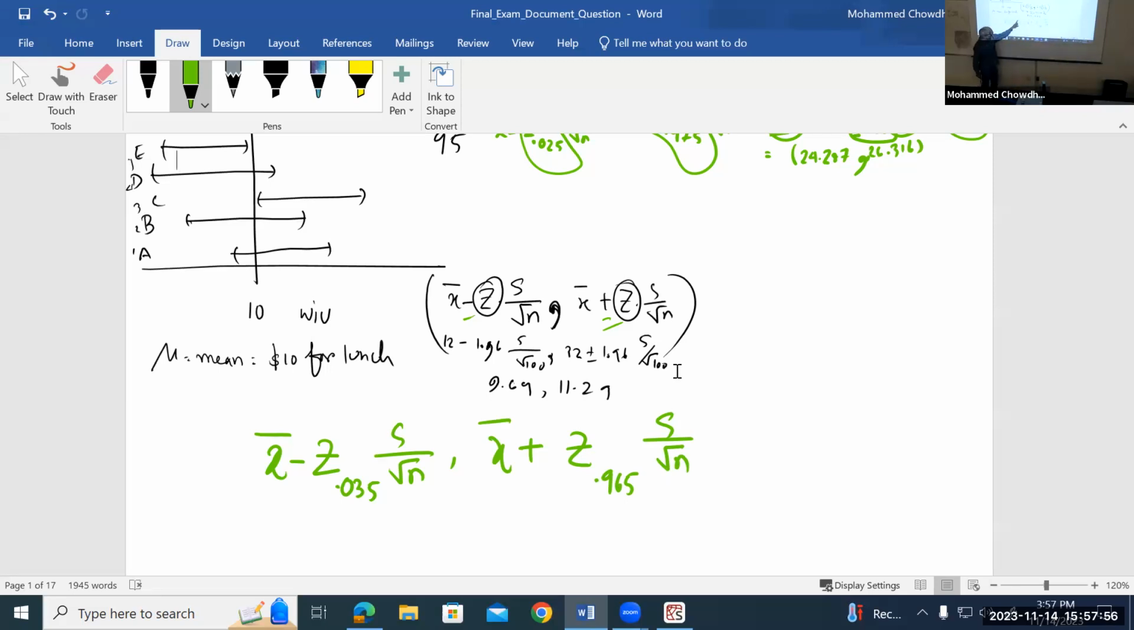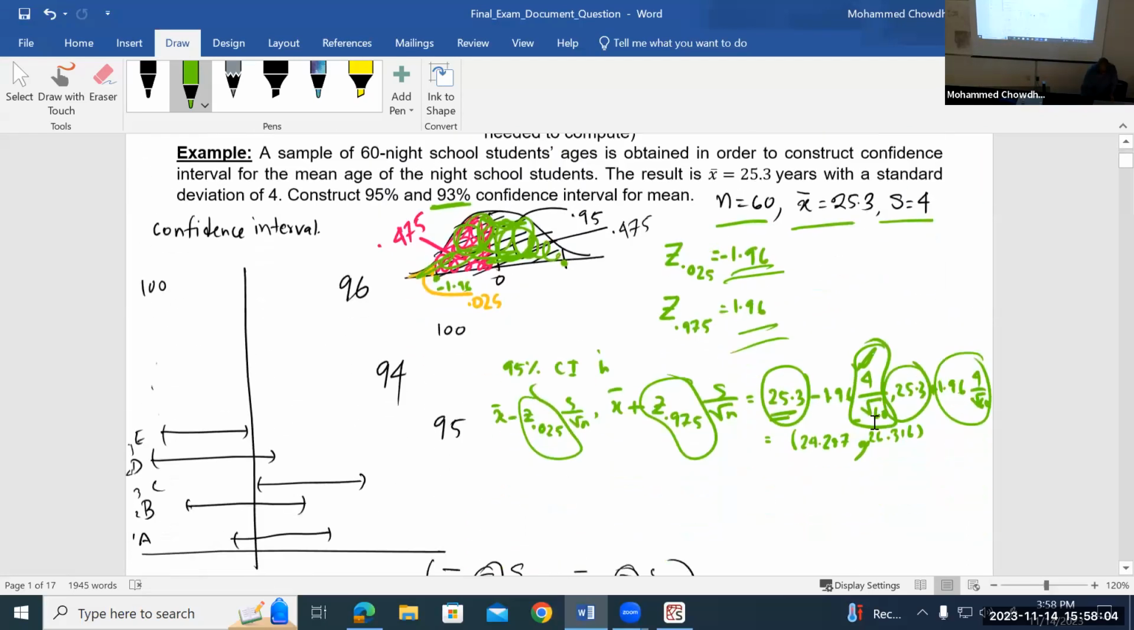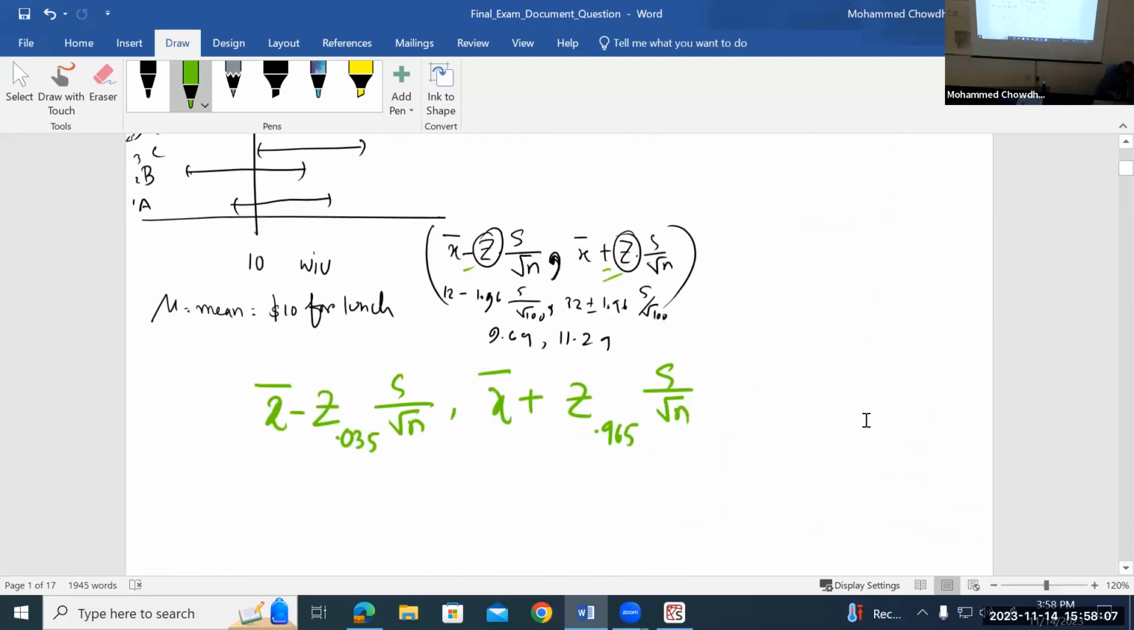So this value and that value are the same. Your X bar equals 25.3. Let me write it in here. X bar equals 25.3, S equals 4, and N equals 60. These values stay as they are. Only these things you will have to find. I want you to do these things quickly for me and make me happy.